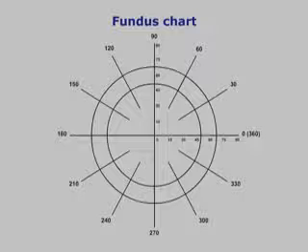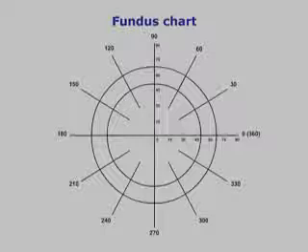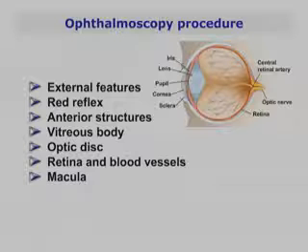A more accurate method of recording the location of any lesion is using a fundus chart. The optic disc is depicted by the center of the chart. If you locate an abnormality, continue looking for any others. To memorize the examination, adopt a logical routine which begins from the external features of the eyes, then the red reflex, the anterior structures, the vitreous body, the optic disc, the retina and blood vessels, and lastly the macula.